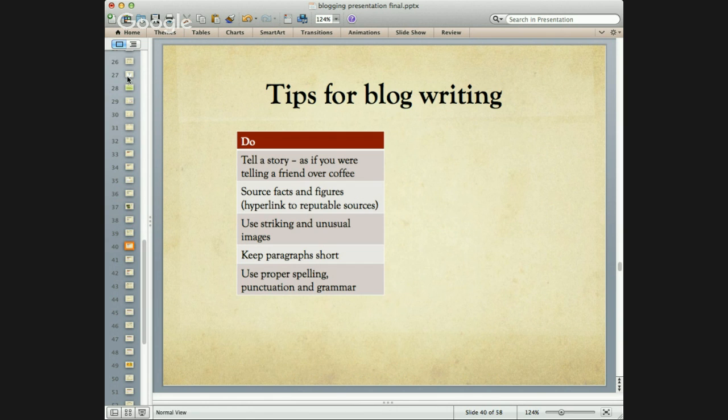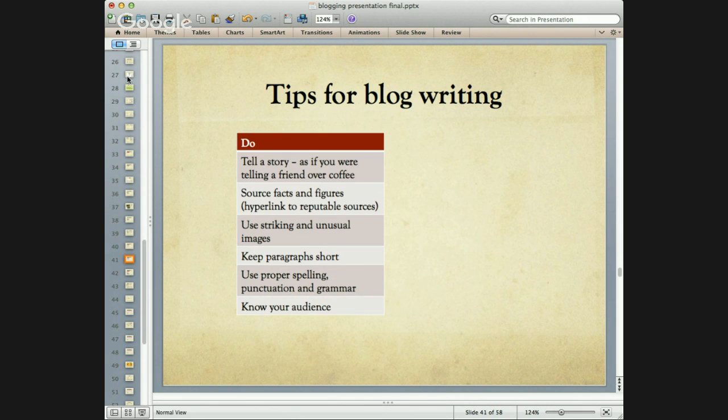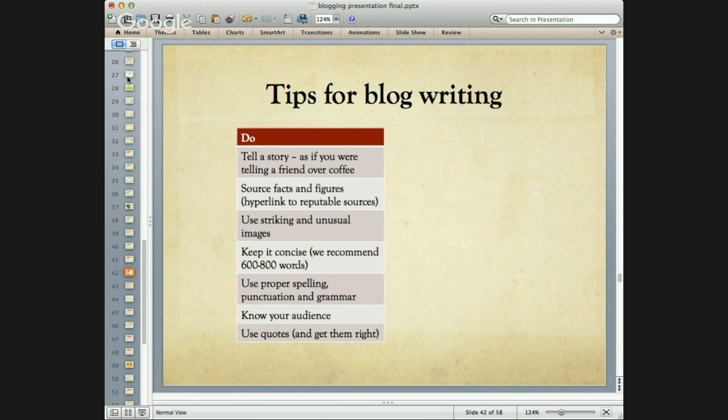Use proper spelling, punctuation and grammar. Just because it's a blog doesn't mean that you can be sloppy. So if you can get someone to proofread your blog before you publish it, I think that's really important. Coming back again to knowing your audience, this is very important. And as we've spoken about before, don't underestimate the value of knowing your audience.